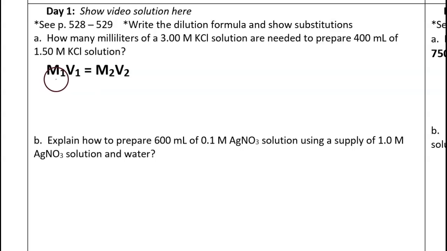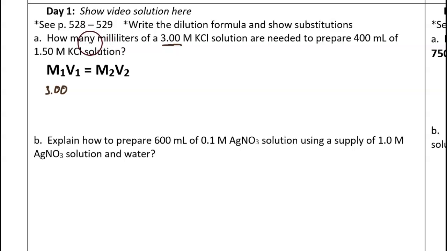Here is the dilution formula. M1 times V1 equals M2 times V2. After you write that formula, make the substitutions. So the first molarity is the 3.00. That goes in for M1.